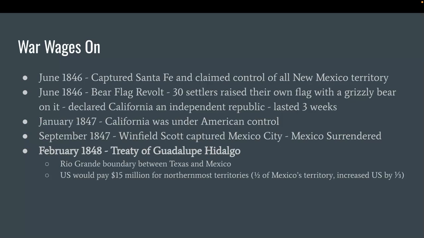Second, the U.S. was going to pay $15 million for the northernmost territories, which at that time is about half of Mexico's territories. We're talking about Utah, Colorado, New Mexico, Arizona. And while this takes half of Mexico's territory, it increases the United States by another 1/3. It also completes the borders of the contiguous United States. When we talk about the contiguous United States, it's the 48, not including Alaska and Hawaii, that are not connected to us.